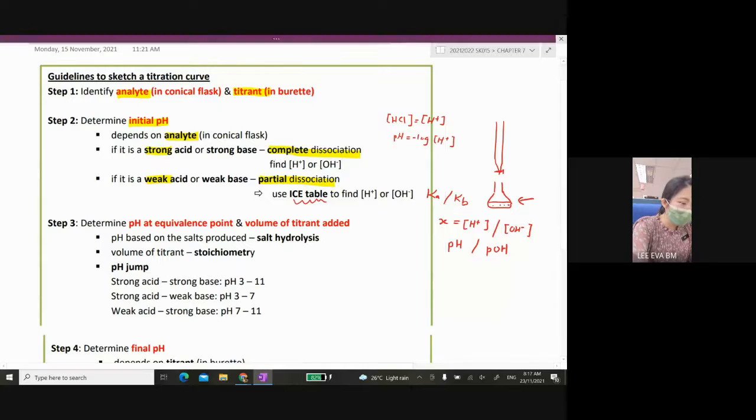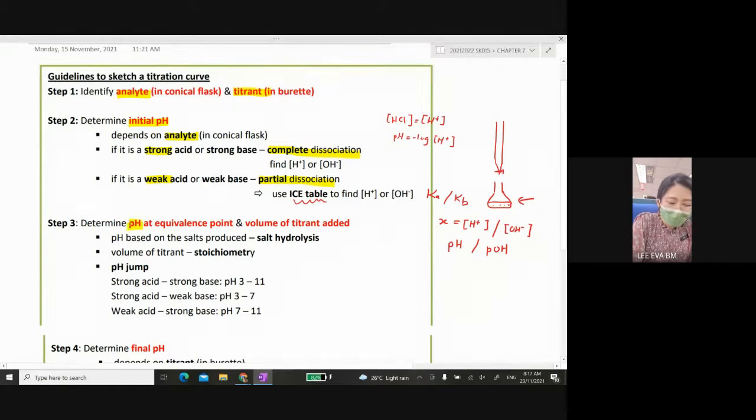Then in step 3, you need to determine the pH at the equivalence point. So just now remember that Madam said at the equivalence point, there is no more acid or base. What we have is just the salt. So you have to determine the type of salt produced. So the pH is based on the salt produced, therefore you need to do salt hydrolysis. And then we need to find the volume of titrant added, using the stoichiometric ratio of your balanced equation.